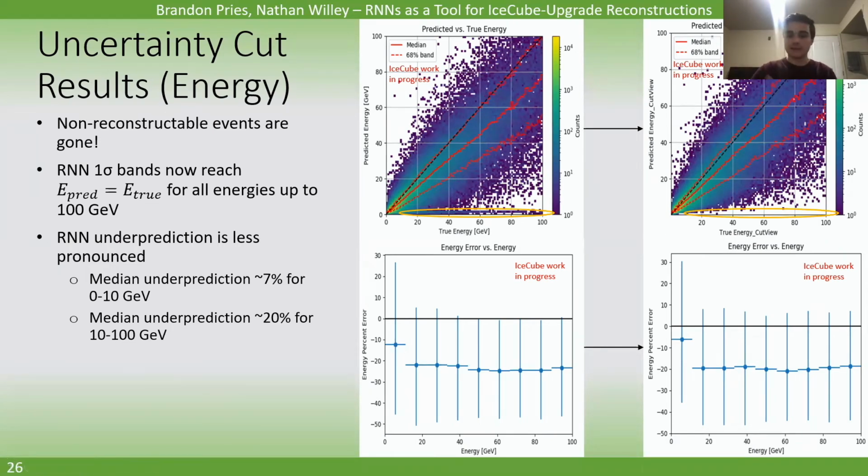The bottom plots are just showing the error in bins of 10 GeV, where the error is much more moved to 0 at the lower energies, which is where we were seeing this weirdness happen without the cut.